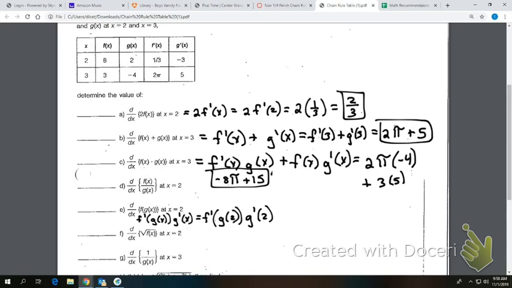So when we go to the table, I need to look up here. I need to find g of 2. G of 2 is 2. Then I find f prime of 2. F prime of 2 is 1/3 times what? G prime of 2, which is negative 3, which equals negative 1. Everybody okay with how we did that one?